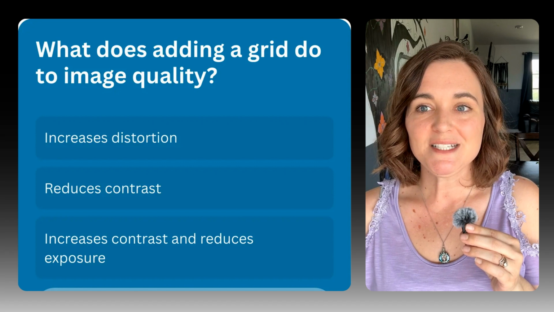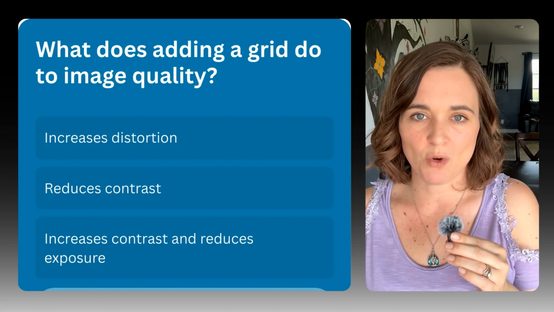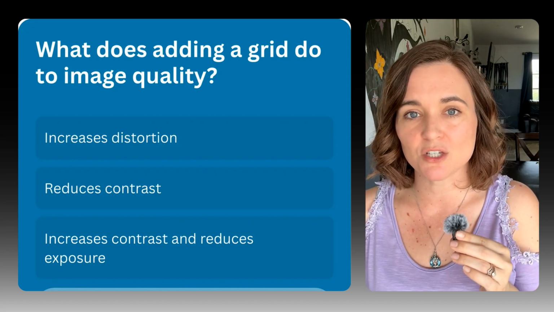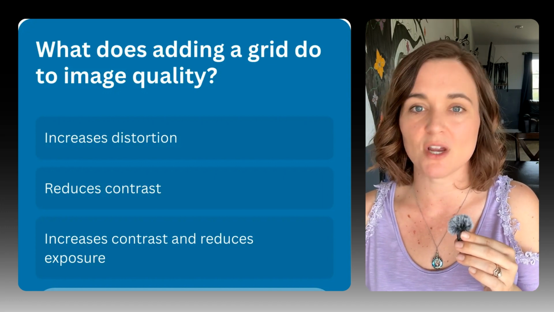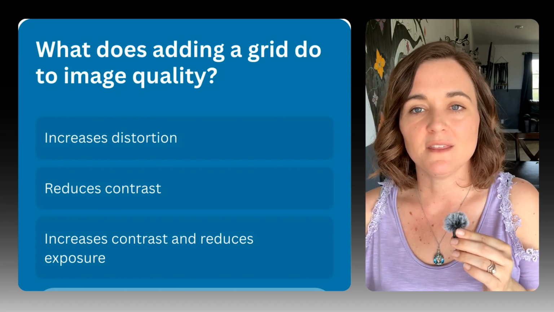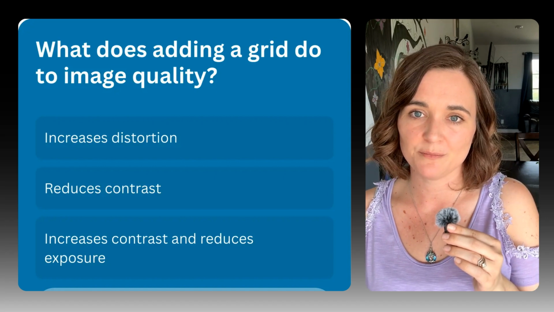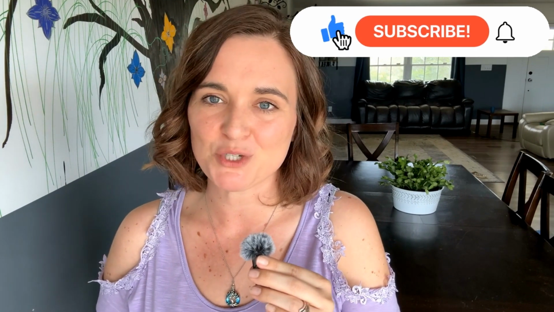Question 9. What does adding a grid do to image quality? A, increased distortion, B, reduced contrast, or C, increased contrast and reduced exposure? The answer is C. It increases contrast and reduces exposure. All right, that's it for this deep dive into image quality.